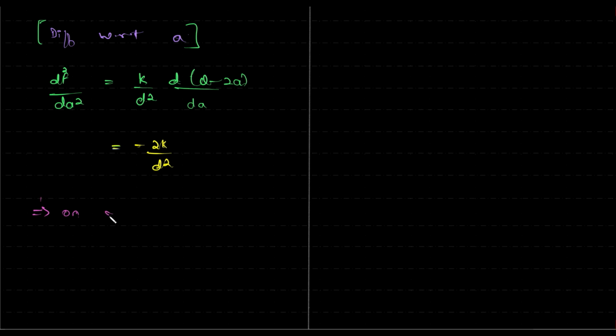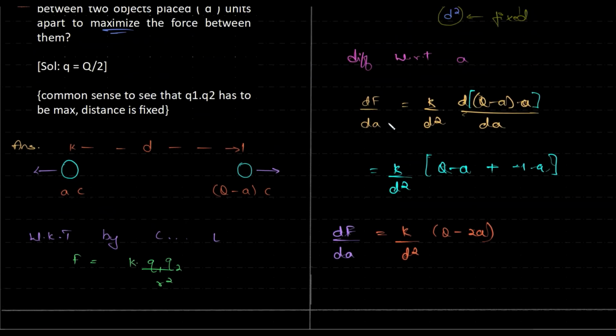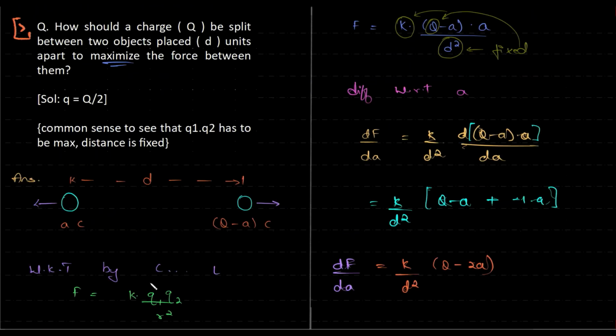So on solving, this is known as the second order derivative test, which you will learn in time if you haven't learned it. So basically we need to solve for this particular expression. Here clearly this will go to 0, so q minus 2a equals 0. So a is equal to q by 2. It makes sense, right? Q by 2 into q by 2 will be the maximum possible scenario wherein this particular product is maximum.